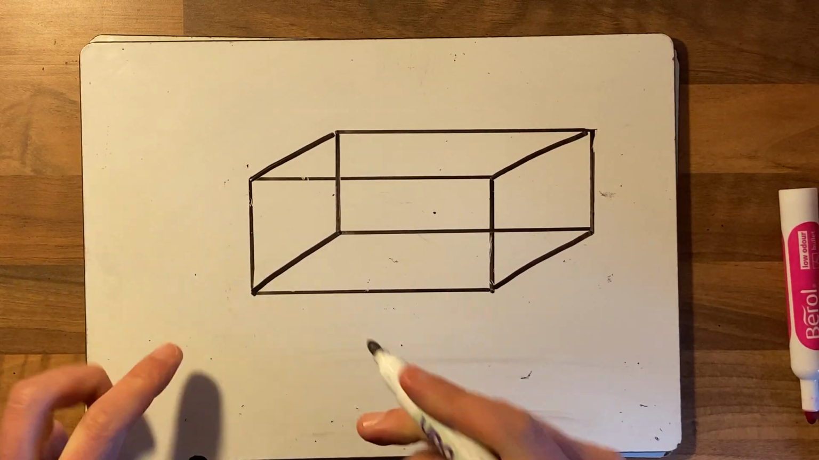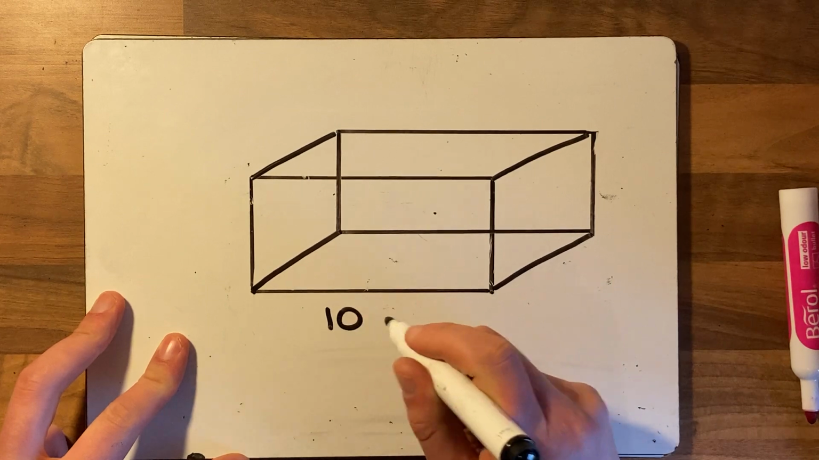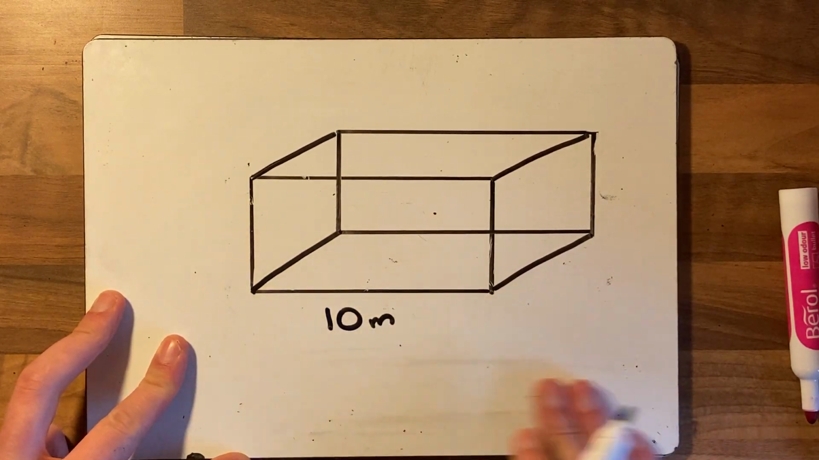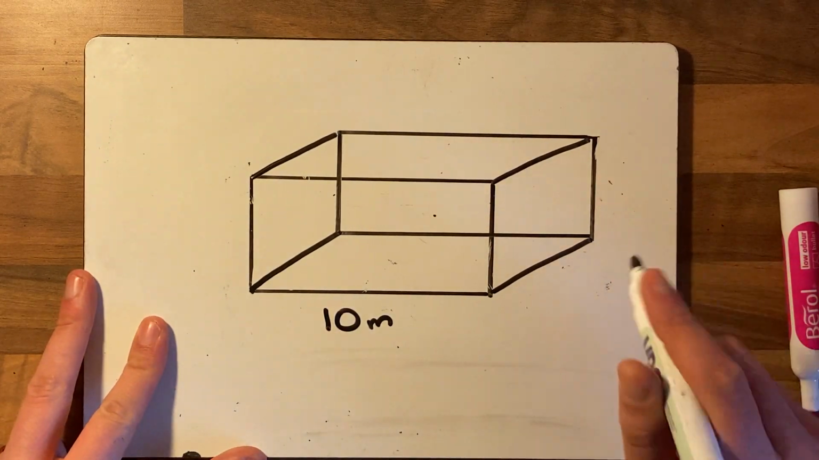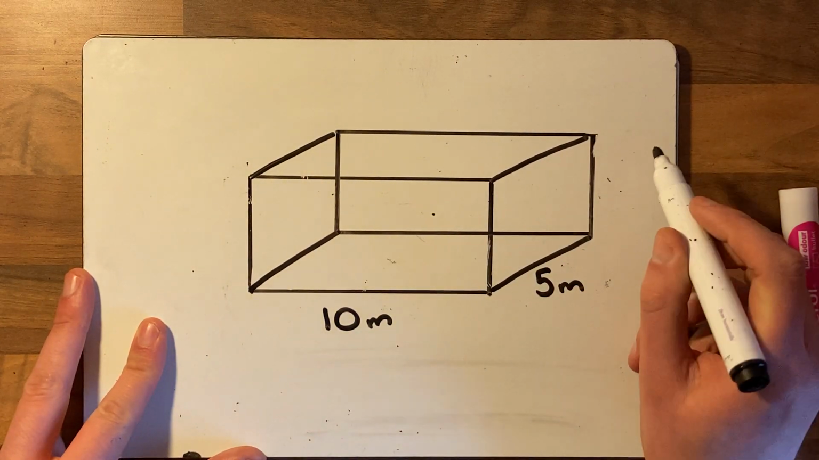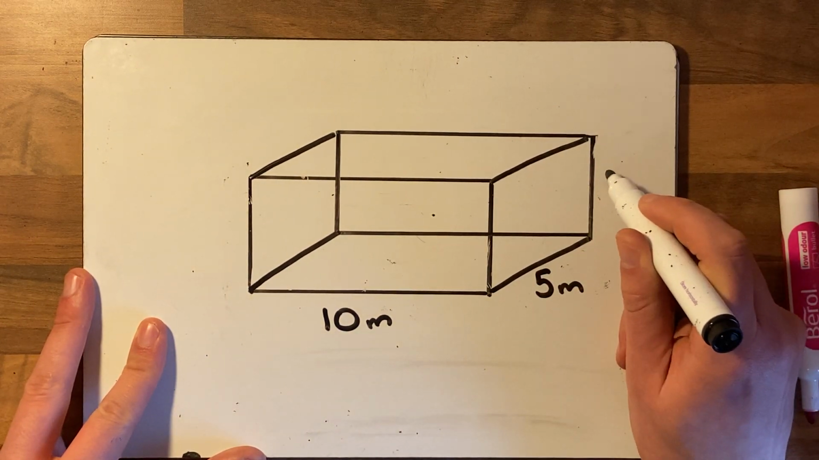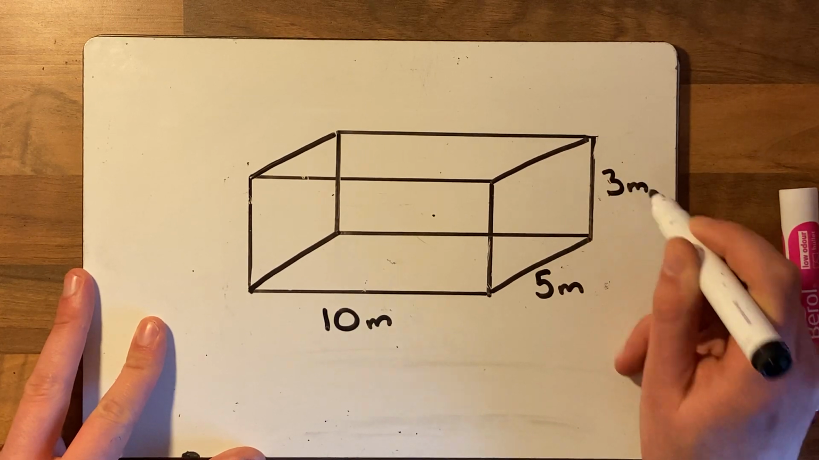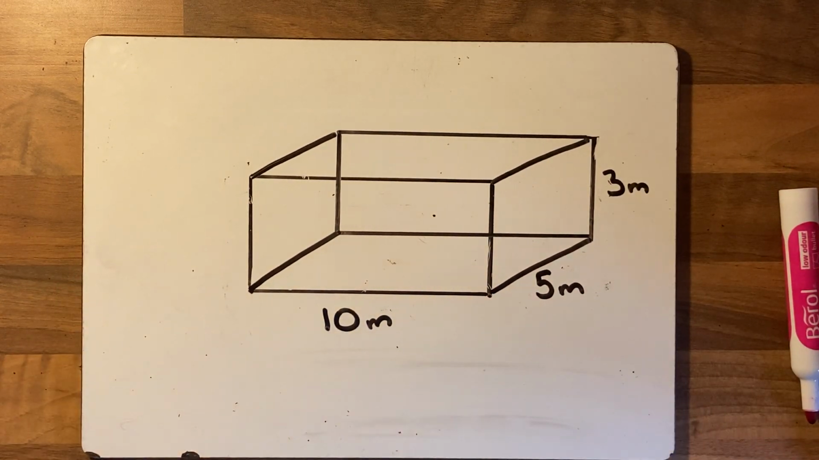So let's have 10, let's do metres this time, so we're not always doing centimetres. Let's make this one 5 metres, and let's make this one 3 metres. So imagine maybe this is a swimming pool. It could be a really big swimming pool, working out the volume of that swimming pool. So you might have to pause the video there, year 6, have a go at working it out.